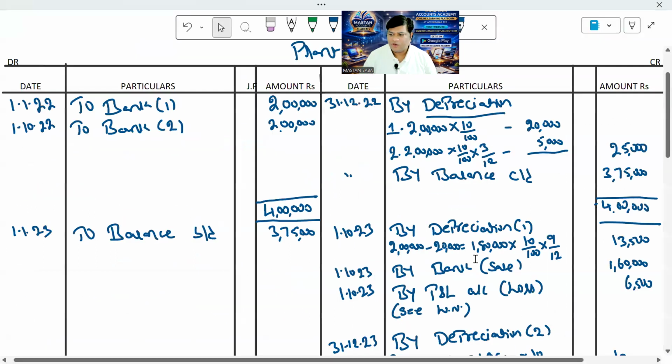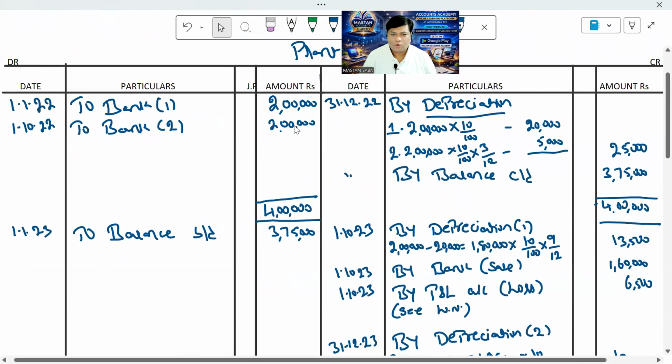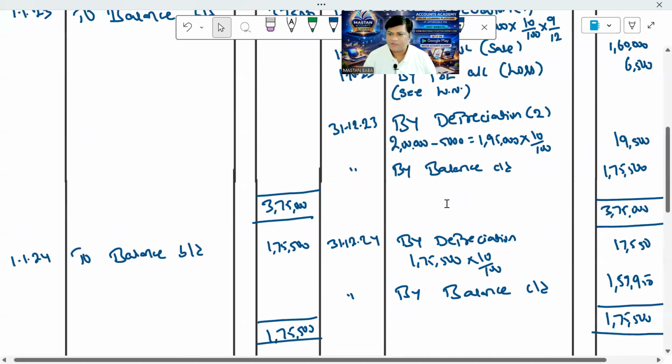And how much loss have we considered? 6,500, you can see here. So from this point, the first plant account is closed. Now let's look at the second plant. On 31/12/2023, what is the second plant value? 2 lakhs. What is the depreciation of the second plant? 5,000. So 2 lakhs minus 5,000 is 1,95,000. The second plant was utilized for the full year, from 1/1/2023 to 31/12/23, so 1,95,000 into 10% gives 19,500.